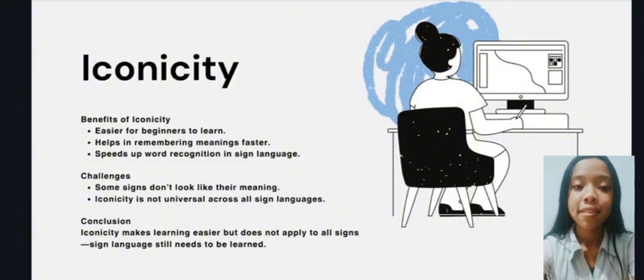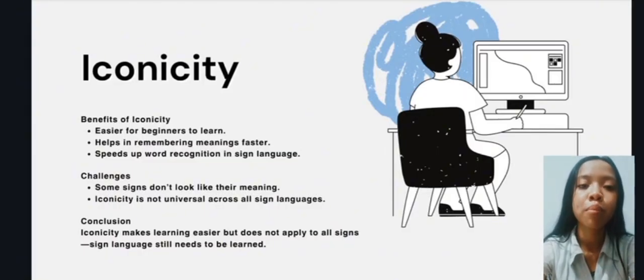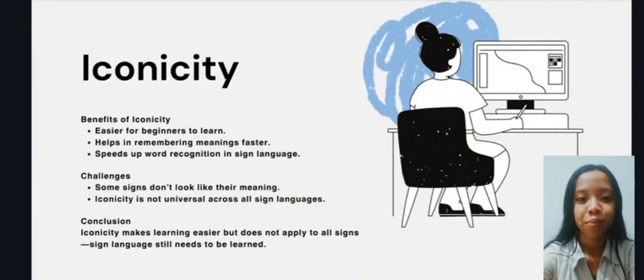Iconicity makes some signs easier to understand because they look like what they mean, but not all signs are iconic. Some are completely random and must be learned. Every sign language is different, so an iconic sign in one language might not be the same in another. Basically, sign language is visual, but you still have to learn it just like any other language. That's all from me, and thank you so much.